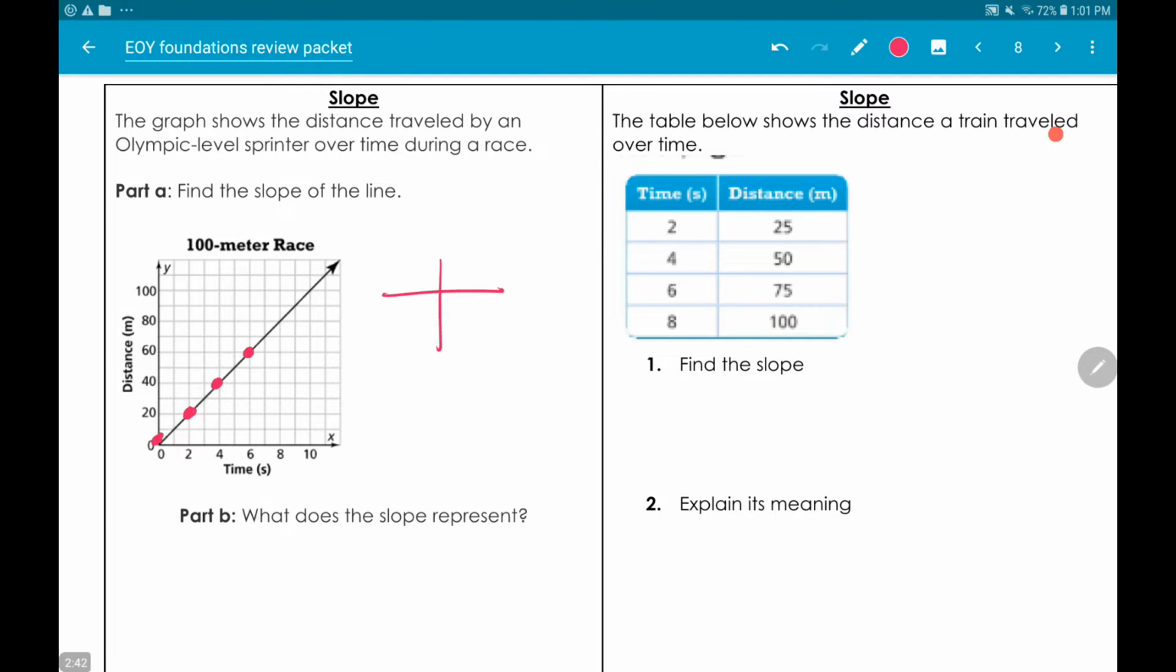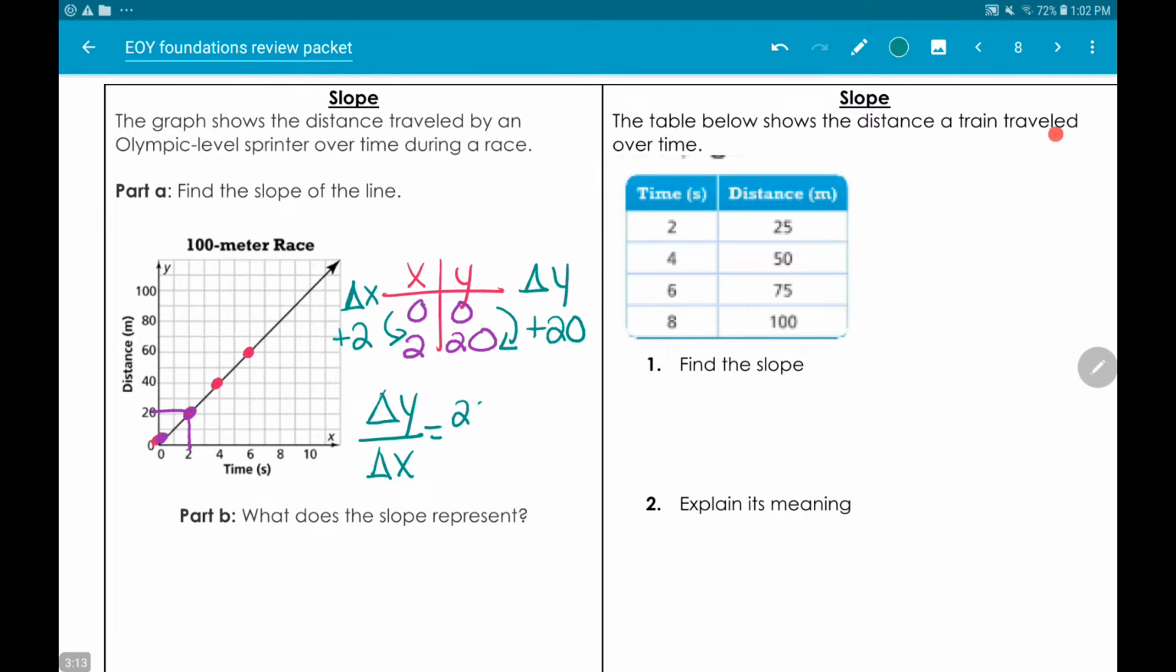Alright, so if I put these in a table format, this first coordinate comes from 0, 0, and then the next coordinate comes from 2, 20. So my change in y is how much it's changing, and it's going up 20 spaces. And then my change in x is how much the x values are changing, and that goes up 2. So now I take my two values that we just got, and I divide them. So 20 divided by 2 is 10. So my slope is 10.